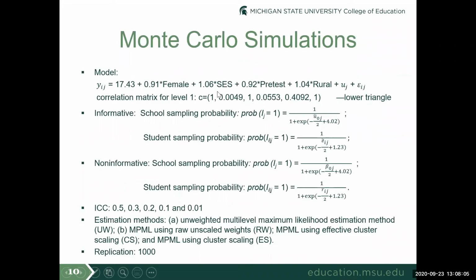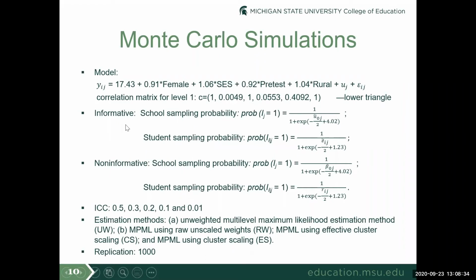The 3 student level predictors are somewhat correlated: female, SES, pretest. Rural is a school level predictor, and female, SES, and pretest are student level. These 3 student level predictors are somewhat correlated, and the correlation matrix is as follows.